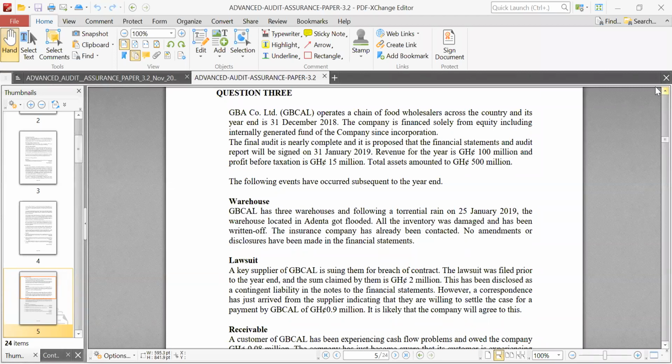Okay, so first off, when you see a question like this, we haven't done anything like this, so I wouldn't fault anyone. When you see a question like this, first of all, you need to know the timing of the event. The warehouse in Adenta has been subject to flood in late January. Now, what is the year end of the company, GB Car? It is 31st December 2018. So this event occurred after year end.